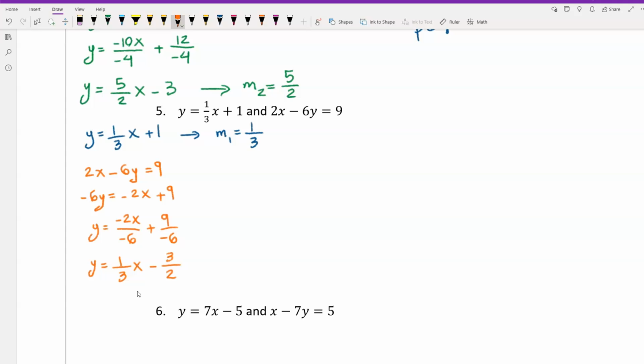Our slope, I'm using m2 for the second line, is equal to 1 over 3. So comparing m1 and m2, we have the same answer. So it is the same slope, 1 over 3. This means we have parallel lines.